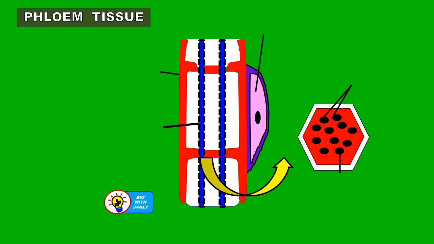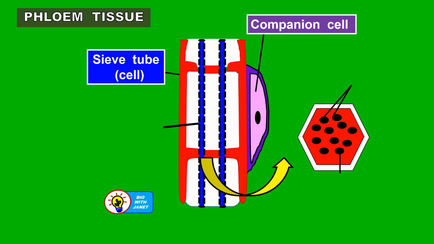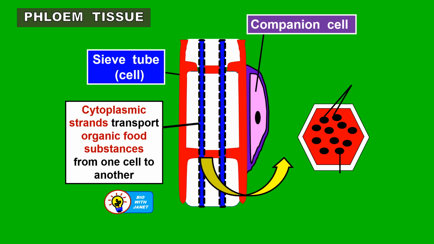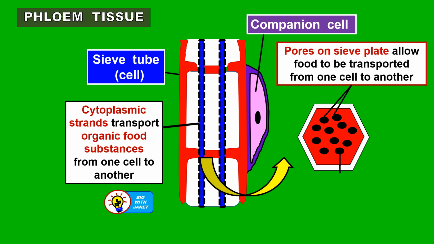So here's a drawing of a sieve tube cell or sieve tube element that you can draw into your notebook. Okay, and it's a good diagram. You can draw the cytoplasmic strands that transport organic food substances from one sieve tube element or cell to another. And below here, you can see the sieve plate, right? With the pores on the sieve plate that allow the food to be transported by using the cytoplasmic strands that pass through the pores here in the sieve plate.